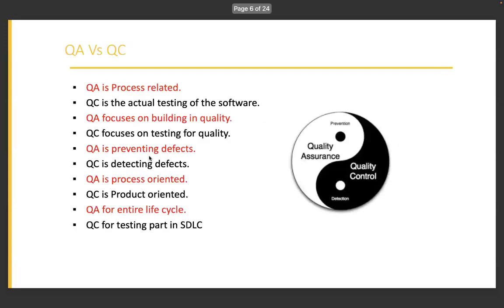Okay. Next is QA versus QC. Very simple approach, guys. QA as well as QC, both look similar, but obviously the approaches are different. When it comes to QA and QC, please remember, QA is more of process-related stuff. QC is the actual testing of the software.